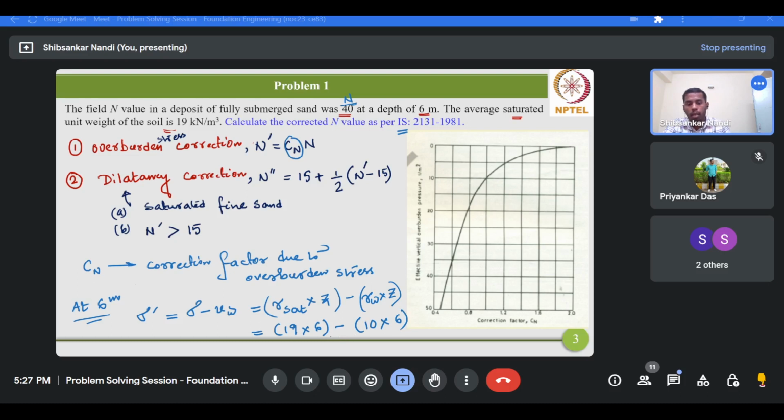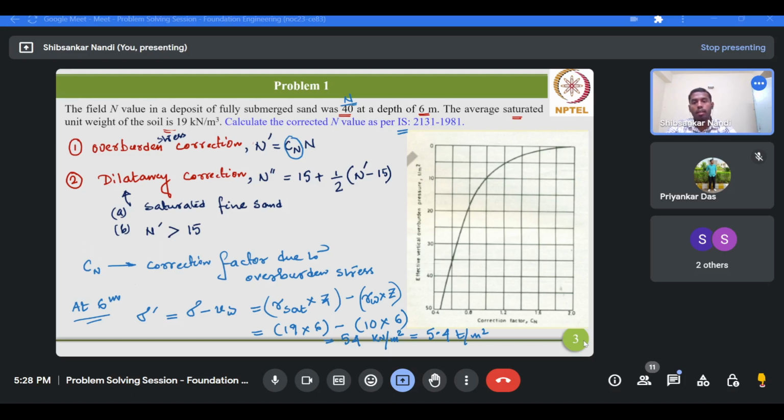Now what would be this value? 19 into 6 minus 10 into 6. So this value would be 54 kilonewton per meter square. But you need to calculate this value in terms of ton per meter square, so you have to divide it by 10. Then only you can get the desired result. So now you have computed the effective vertical overburden pressure at the concerned depth of 6 meter.